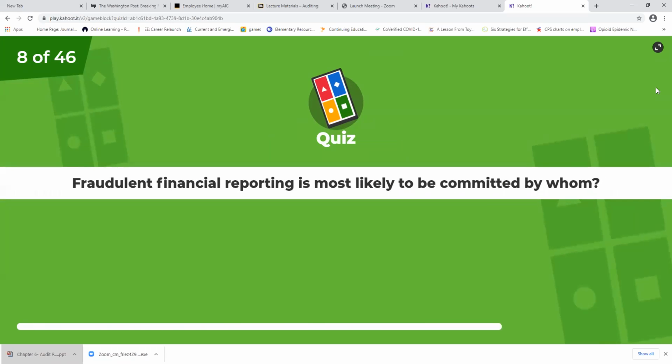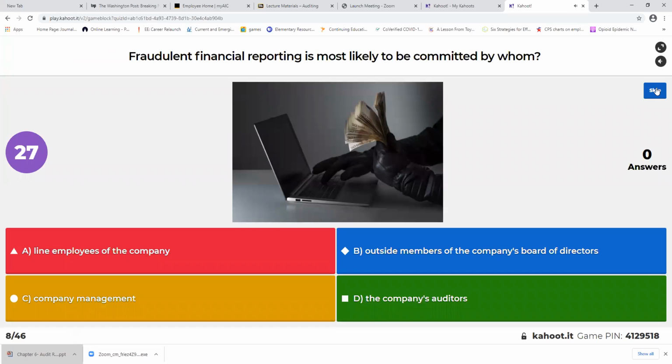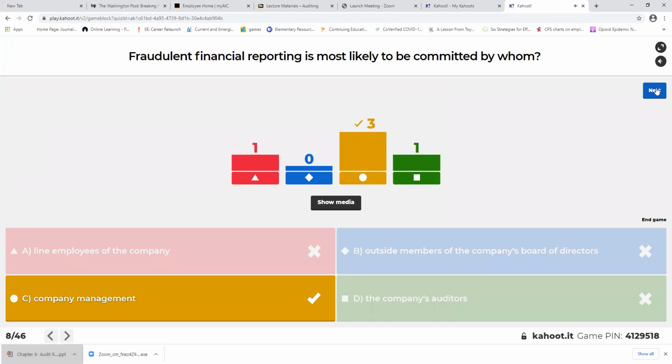Fraudulent financial reporting is most likely to be committed by whom? Yeah, so the data is pretty clear that when you talk about fraudulent financial reporting, it's much more likely to be committed by management. Anybody want to speculate as to why management's more likely than, say, company auditors or company employees?